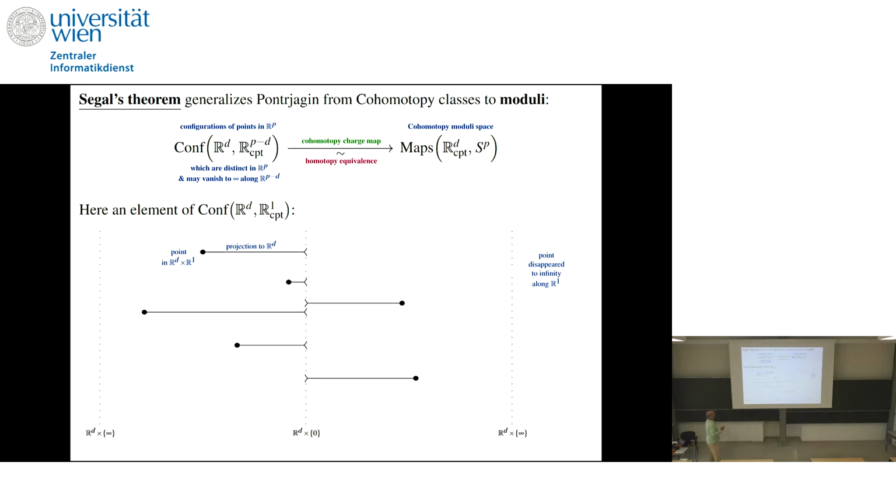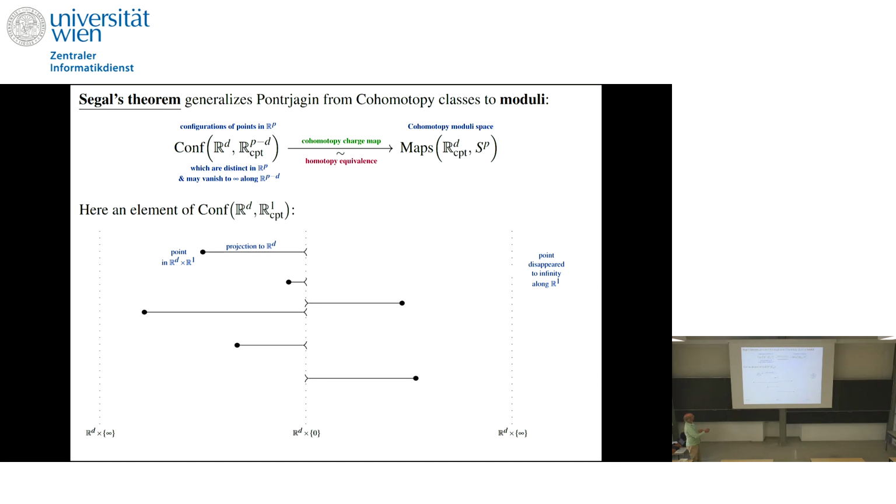Here's an element in this configuration space that appears in Siegel's theorem. So drawn here is an R1 times R1, which you should think of as being a cartoon for an R^D times R1. And the configuration is a bunch of points which have to be distinct as you project them to the R^D. So these roots here may not coincide. And the points, you can't see this here anymore, but if you go to infinity along this direction, they may disappear. You topologize this in the evident way.